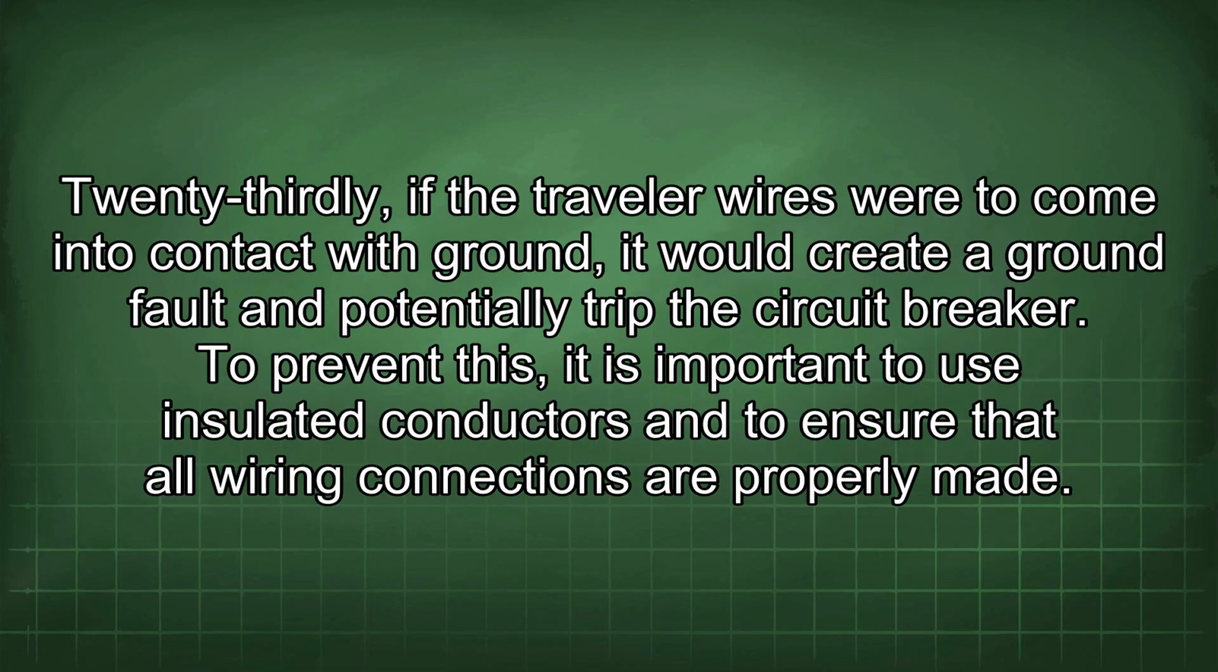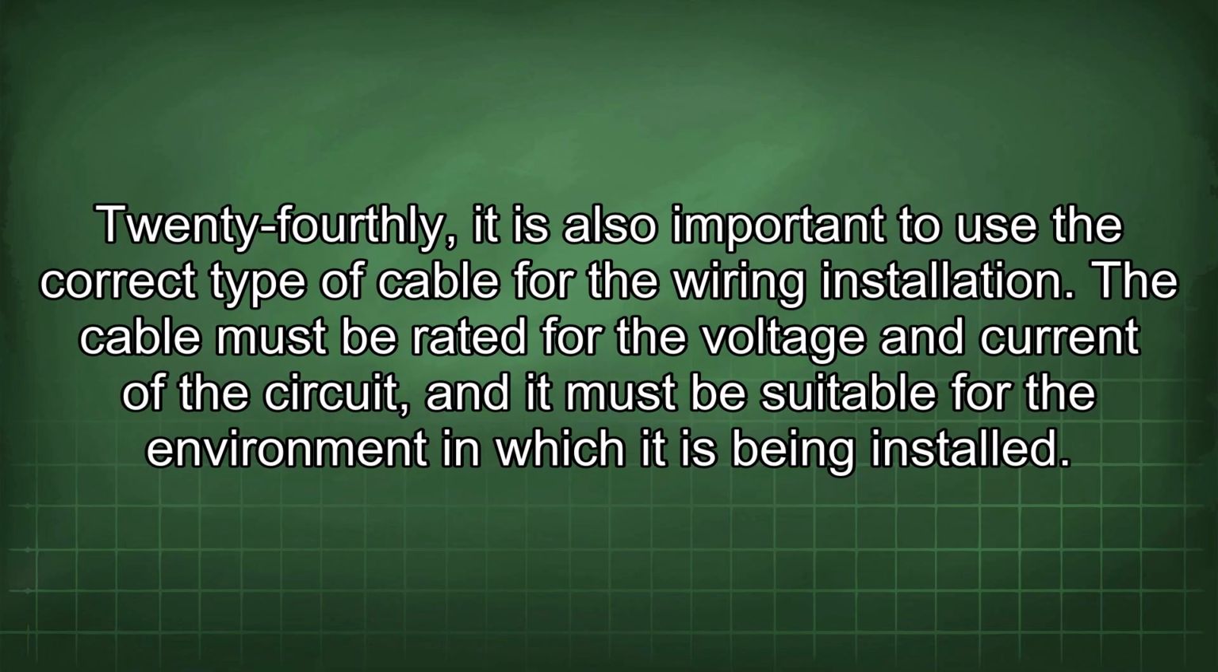23rdly, if the traveler wires were to come into contact with ground, it would create a ground fault and potentially trip the circuit breaker. To prevent this, it is important to use insulated conductors and to ensure that all wiring connections are properly made. 24thly, it is also important to use the correct type of cable for the wiring installation. The cable must be rated for the voltage and current of the circuit, and it must be suitable for the environment in which it is being installed.